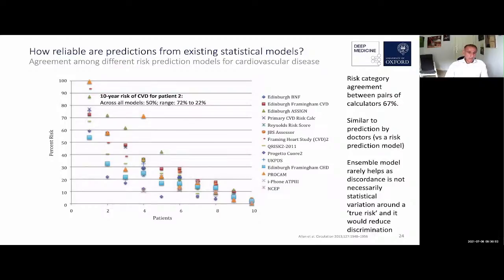And sometimes people have said that because the models are inaccurate, we just need to create ensemble models combining many of them. It has been shown that this doesn't help in enhancing the performance of such models. That comes back to the point that the variation we see between those is not necessarily around so-called true risks. Therefore, combining multiple models does not get us closer to that true risk and does not improve precision.